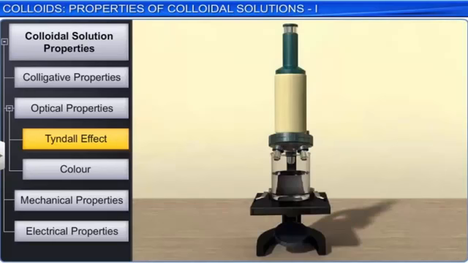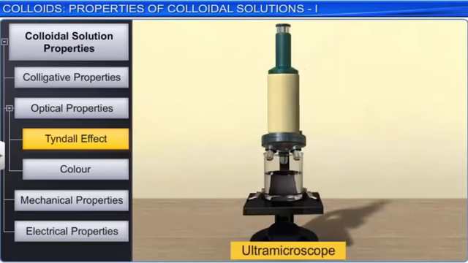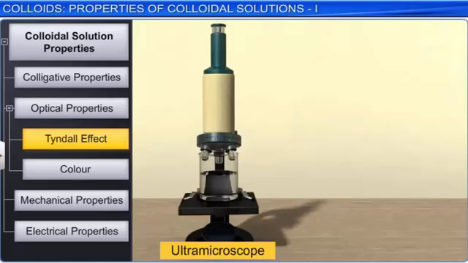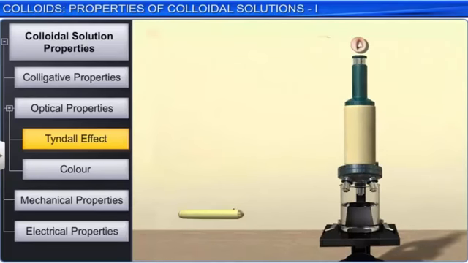The Tyndall effect was used to devise an instrument known as the ultramicroscope by Zsigmondy in the year 1903. The instrument is used to detect particles of colloidal dimensions. In an ultramicroscope, an intense beam of light is focused on a colloidal solution in a glass vessel. The solution is then observed in the microscope at right angles to the beam of light.